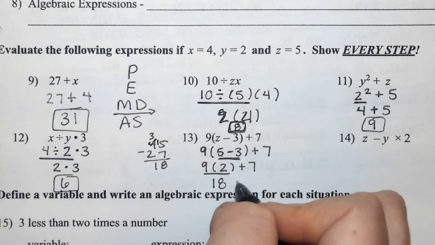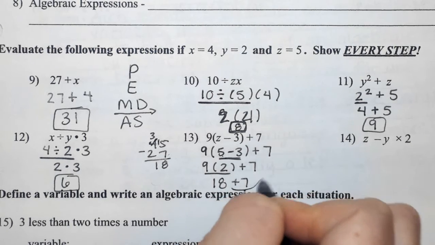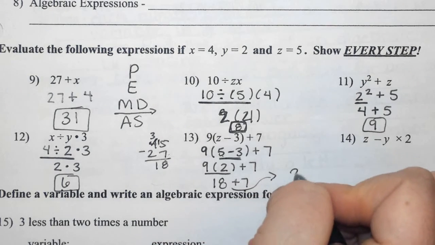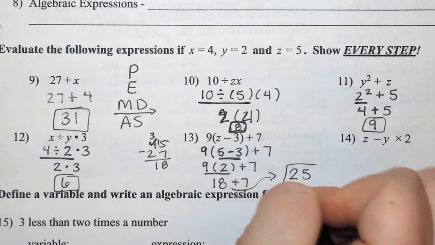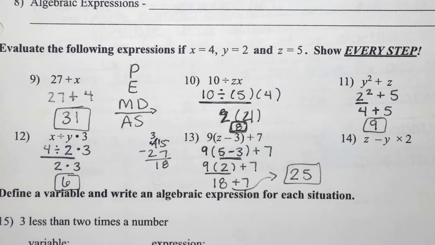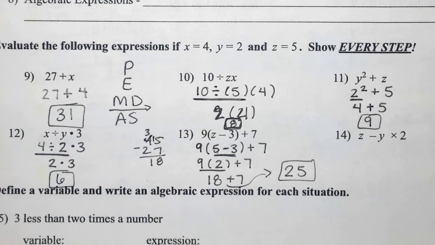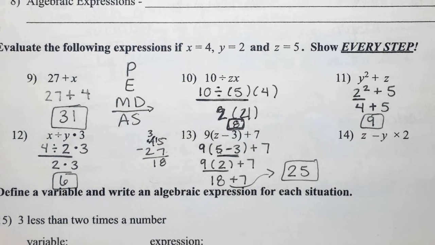All right, I still have plus 7. And what's 18 plus 7 going to give me? 25. All right, you'll notice, guys, this is an expression. So I'm not going to have an equal sign in my work. Okay, are we okay so far? Number 14, what's my new problem going to say on number 14? Braden?